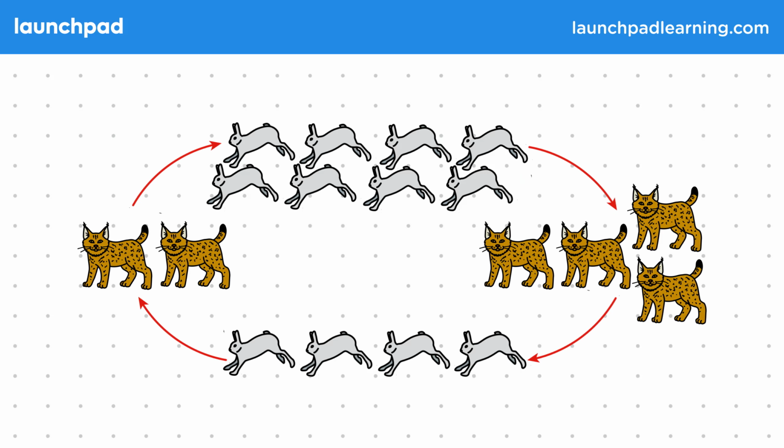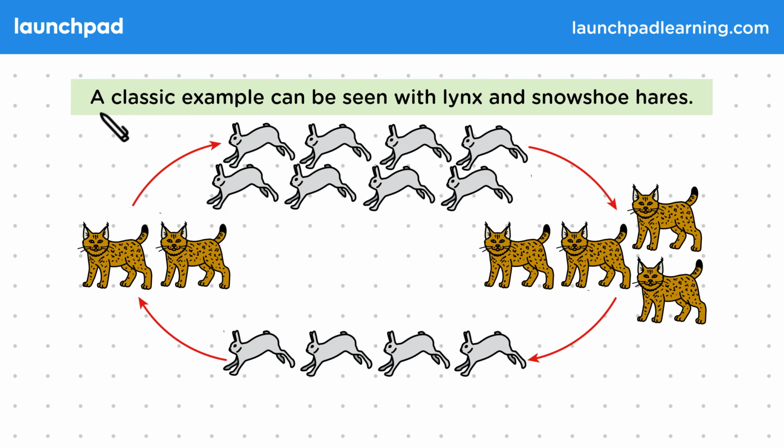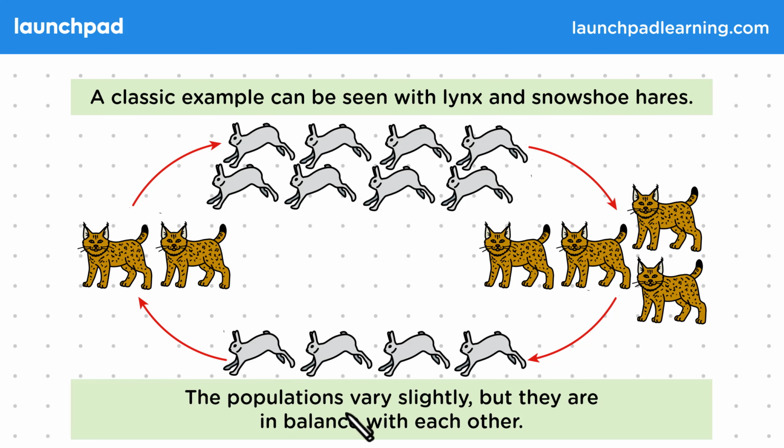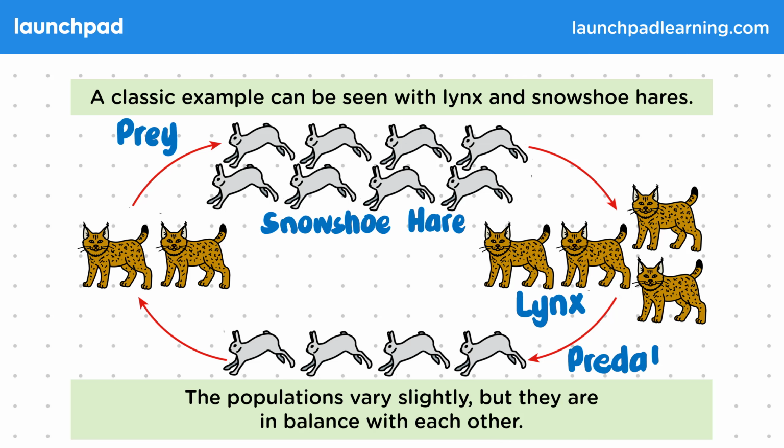You don't need to learn specific examples for the exam, but you should be able to discuss the interaction of organisms within a community. A classic example can be seen with lynx and snowshoe hares. The populations vary slightly, but they're in balance with each other. So the snowshoe hares are preyed upon by the lynx.